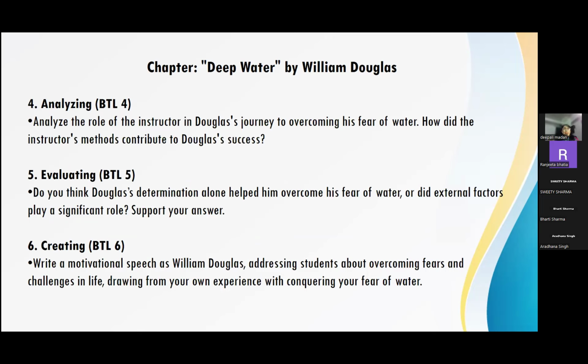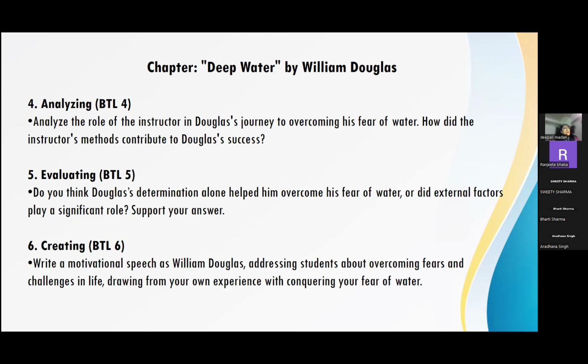Next is analysis. The question says, analyze the role of the instructor in Douglas's journey to overcoming his fear of water. How did the instructor's methods contribute to Douglas's success? So this again involves a lot of understanding, and only when they have properly understood and are able to analyze will they be able to answer this question.